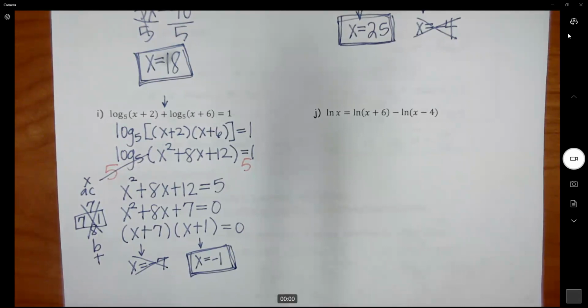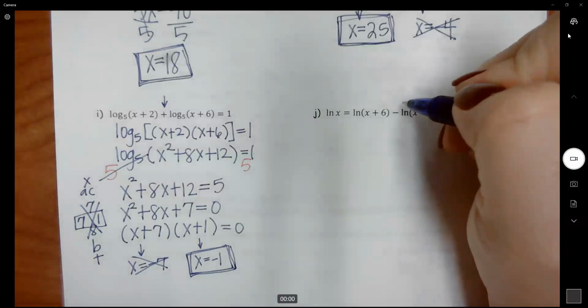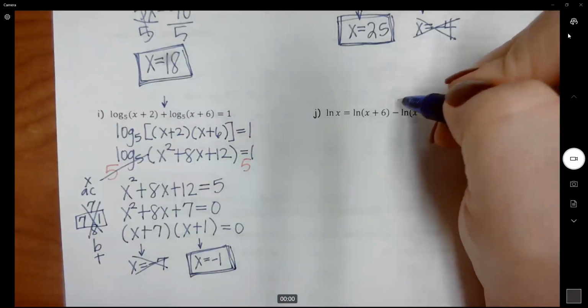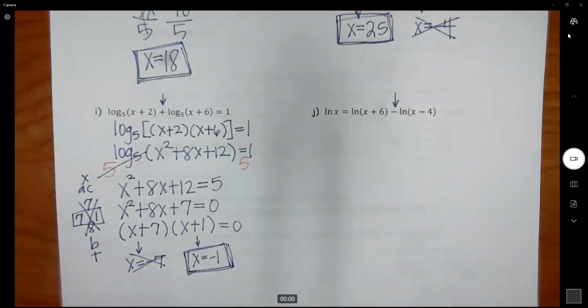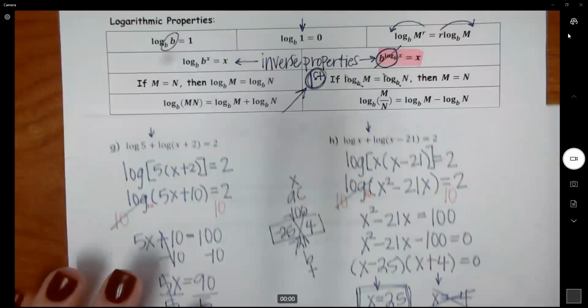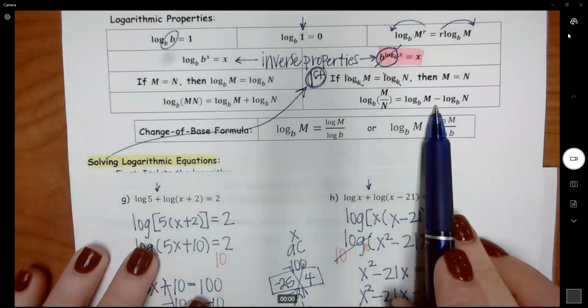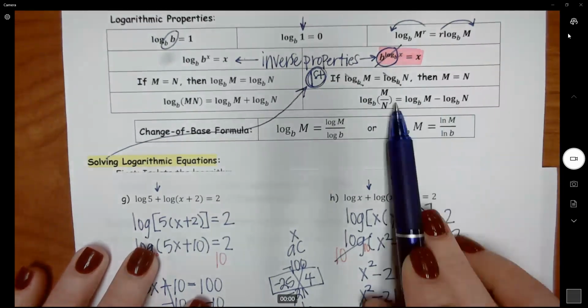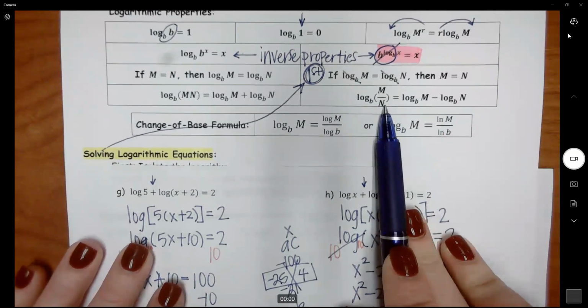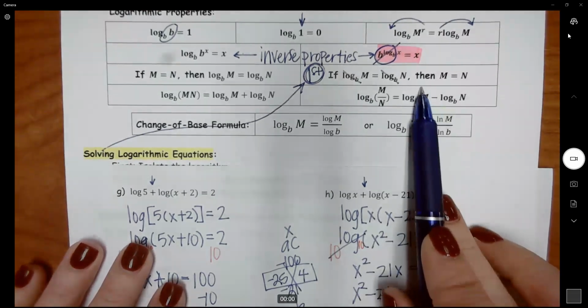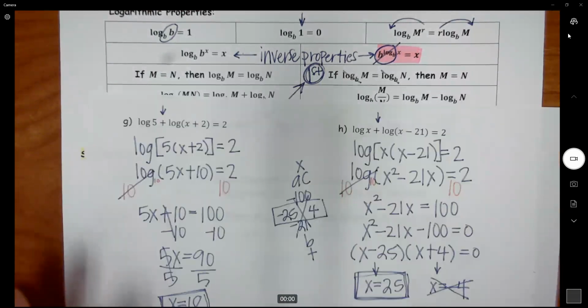Okay, last three problems with logs. And with these, we now don't have pluses, we now have minuses. So to condense a minus, that means I'm taking my m and my n and I am dividing. And order will matter here, so we always need to do the first divided by the second.